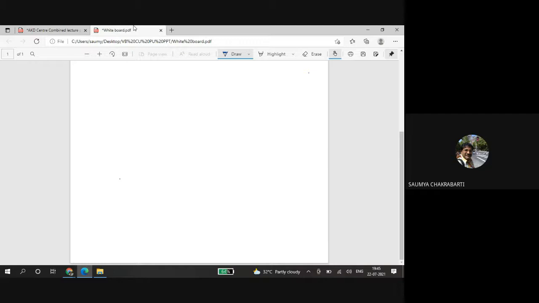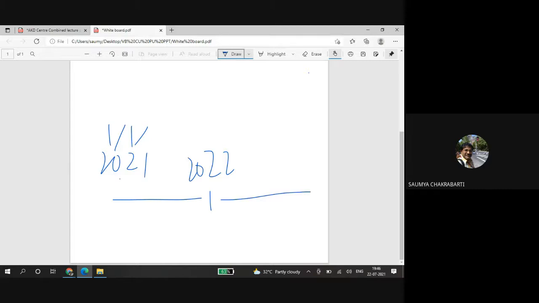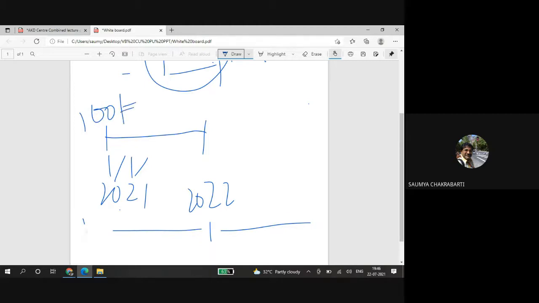Staggered wage means this. Say, 1st January 2021, a few people contract for two periods, 2021 and 2022. So for this period and then for this period, this is the wage. And some people contract for only one period. Now, this is a wage, the same wage. Say this is 100 rupees. This is also 100 rupees.